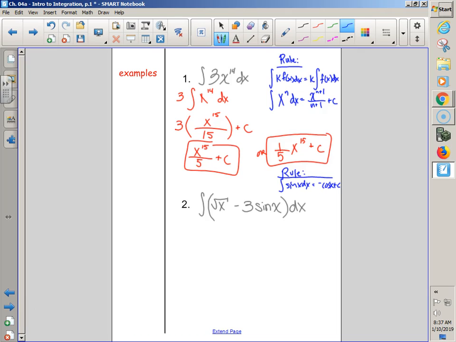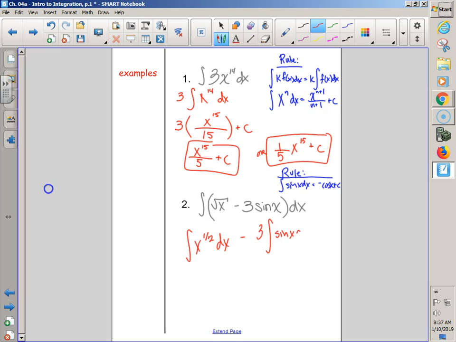Why do we not need any other new rules? How am I going to do the square root of x? Backwards power, right? But what do you guys think? Should we maybe rewrite it first? Can we rewrite it to be x to the 1/2 dx minus 3 times the integral of sine?